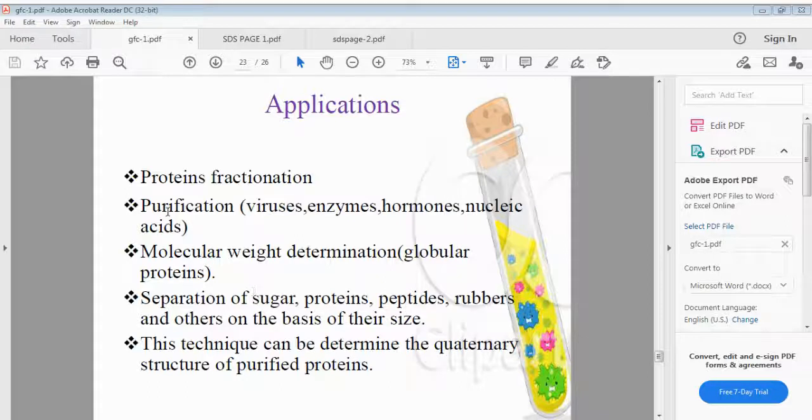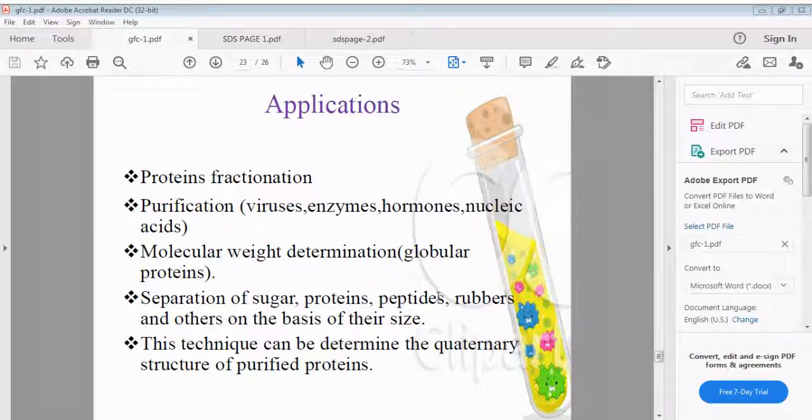So application, it can be used to separate proteins. So a very important application is separation of proteins. Okay, in ion exchange also we can separate amino acids, proteins, and protein hydrolysates. But here it is mainly used for the separation of proteins. Bigger molecular weight proteins also can be separated. So the enzymes, hormones, nucleic acids, and even viruses can be purified by this kind of gel filtration chromatography. And you can determine the molecular weight.